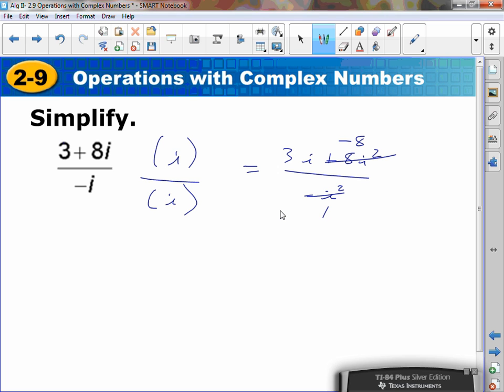Now, anything over 1, we usually don't write. So what's your real piece? Your real piece is the negative 8 plus 3i.